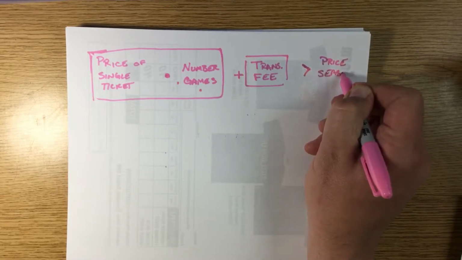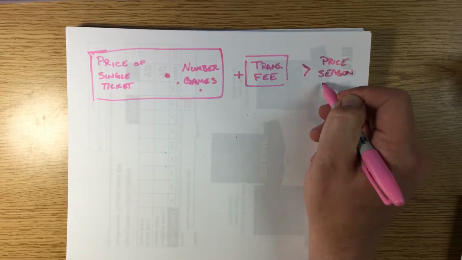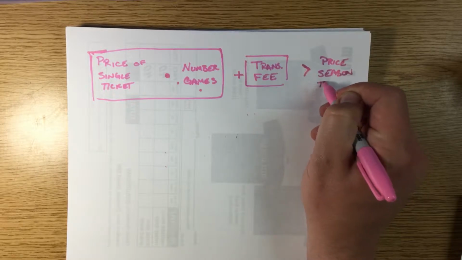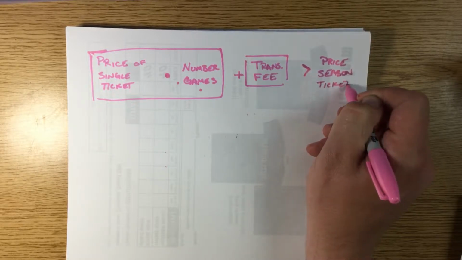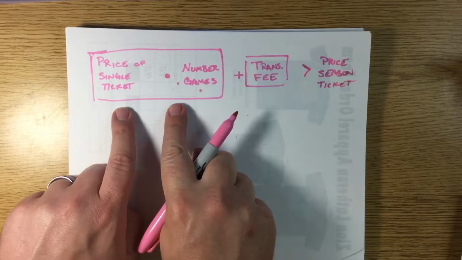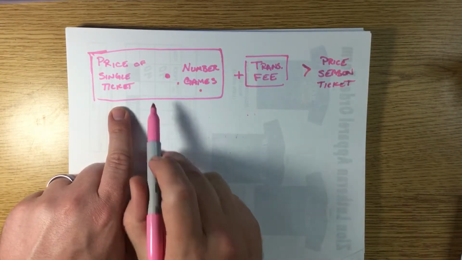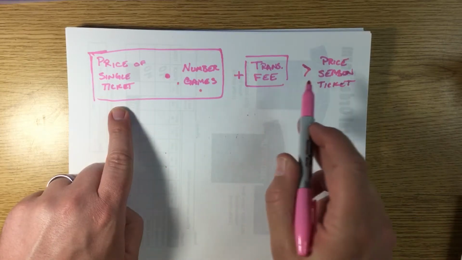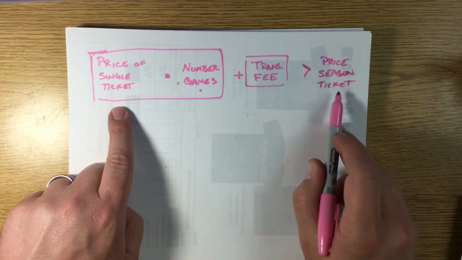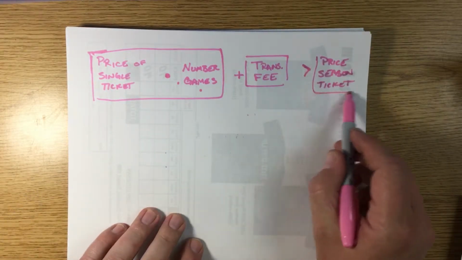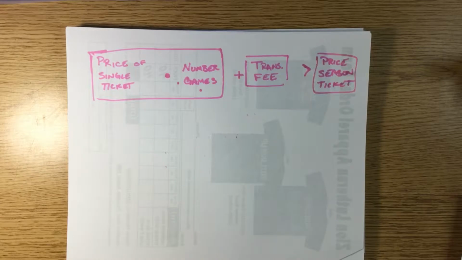So in other words, I'm trying to figure out if I go to 5 games, is it worth the season ticket? If I go to 10 games, at what point is it that all of this combined, this side of the inequality, is more expensive than getting a season ticket pass? Okay, so that's what I'm doing here. These are my pieces here. I'm going to see what I can fill in to solve this scenario.